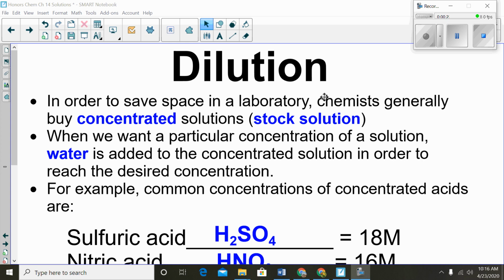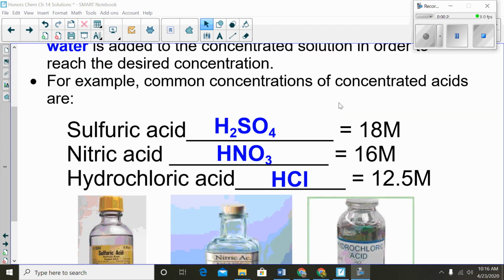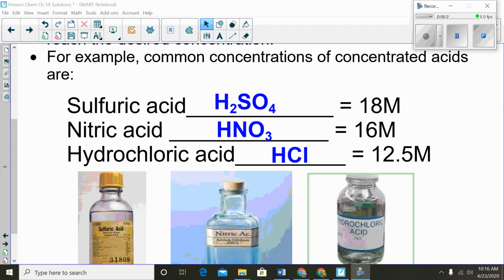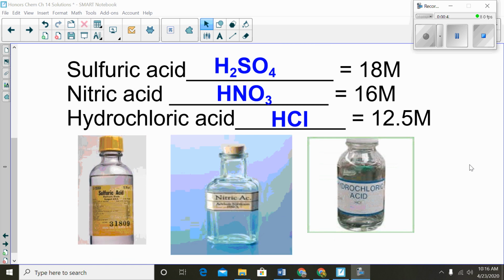the desired concentration. So for example, common concentrations of concentrated acids are sulfuric acid, H2SO4, is 18 molar, nitric acid, HNO3, is 16 molar, and hydrochloric acid, HCl, is 12.5 molar. So here are images of each of these stock solutions. I know that they look like water, but they're not. These are very dangerous chemicals. If they were to get on your skin or in your eyes, they would cause a lot of damage.